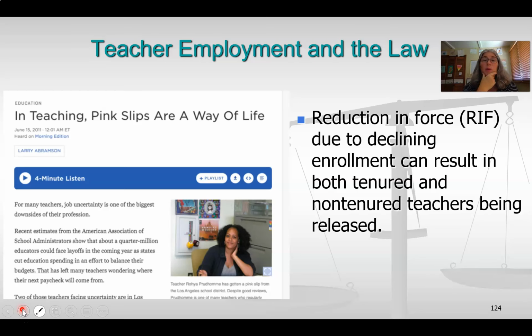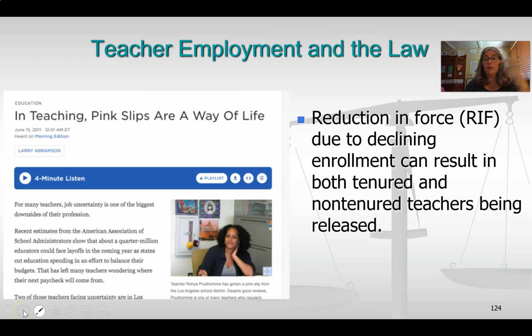Another thing that you want to be aware of is something that we call riffing. Riffing stands for reduction in force. So if a school needs to reduce the number of teachers because of declining enrollment, they are able to fire you or let you go, not renew your contract. There are all sorts of ways of saying it under riffing. And you can riff a teacher who is tenured if there's simply not a need to have that teacher anymore.